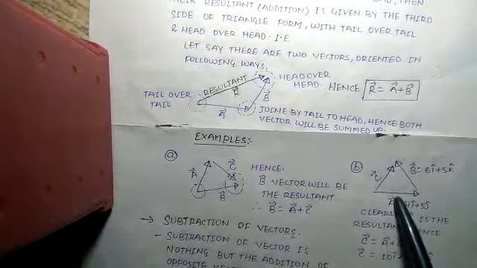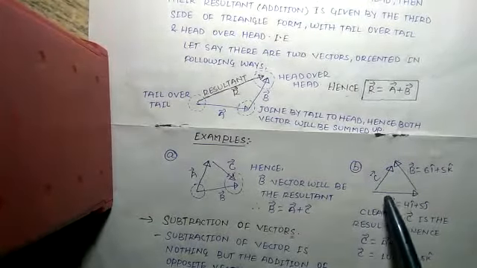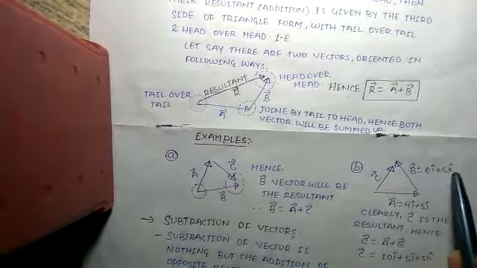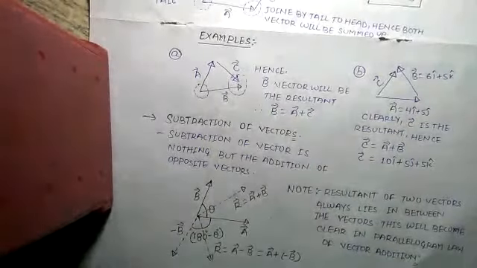Clearly c is the resultant here, as its head coincides with the head of one of the vectors and its tail coincides with the tail of one of the vectors, a being 4 i cap plus 5 j cap and b being 6 i cap plus 5 k cap. By summing a and b, as their tail and head are joined, we get the resultant vector c equals 10 i cap plus 5 j cap plus 5 k cap.